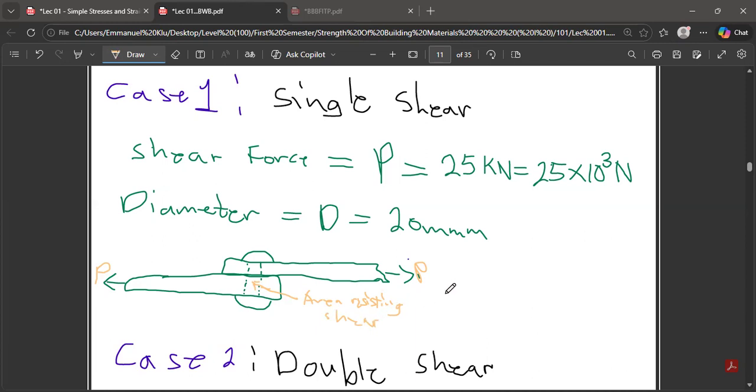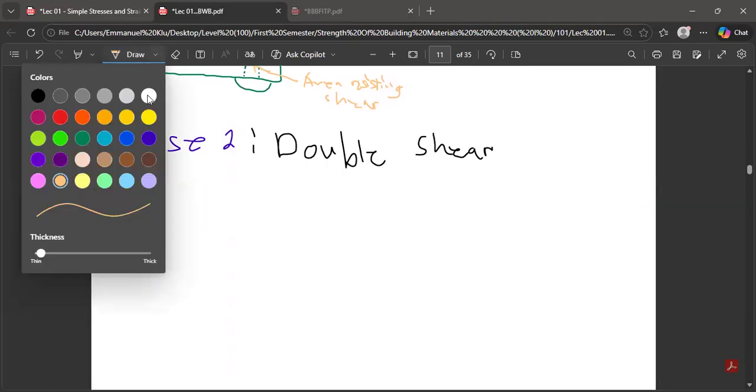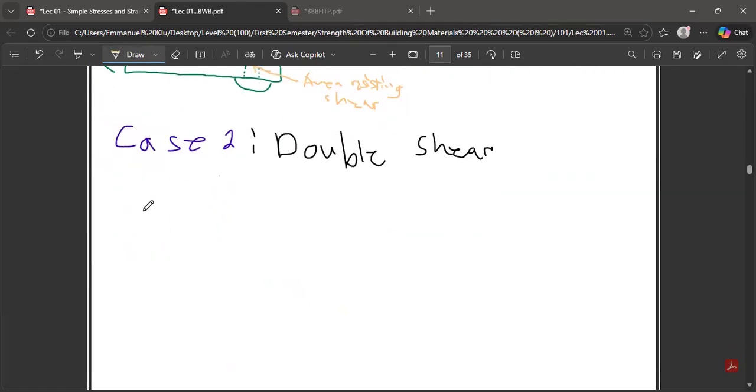Good. So let's also look at the second scenario, and I believe life is going to be much easier. So the shear force was 35 kilonewton. That is the shear force, 35 kilonewton.